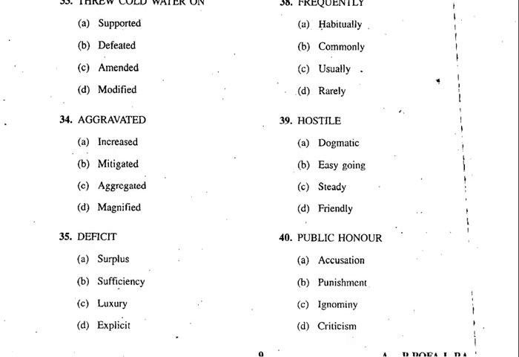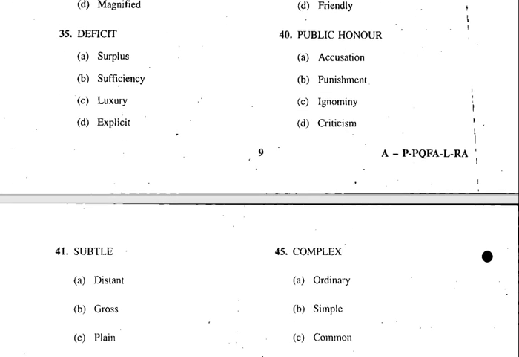Now let's go to the 40th one. Public honor. So you have to find out public shame or disgrace in front of everybody. Now accusation is you blame somebody. Punishment, no. Ignominy. Ignominy means what? Public shame or disgrace or humiliation, dishonor. So honor and dishonor. So the right word is ignominy. Criticism, no. So ignominy, because humiliation, public shame, that is what ignominy is. Okay, now let's go to the 41st one.